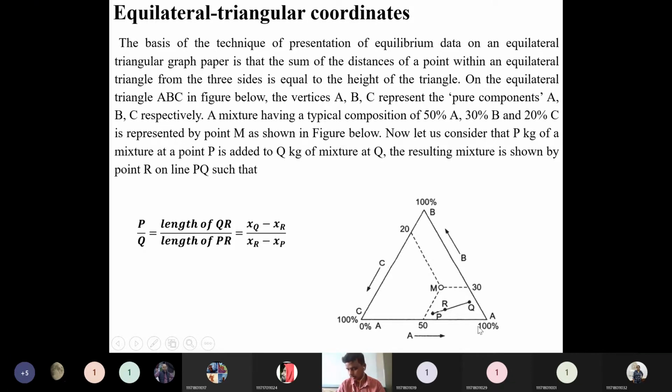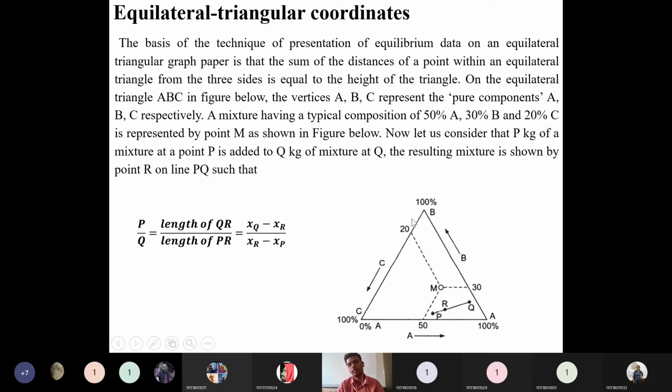Here A is 100%, which is a pure component, here B is 100%, which is a pure component, and here C is 100%, which is a pure component. When A is 100%, its composition decreases from 100% to 0%. Similarly, if C is 100% here, it decreases, and C will be 0 here. Where B is 100, the composition decreases here. This symbol indicates that B is increasing in this direction, C is increasing in this direction, and A is increasing in this direction.